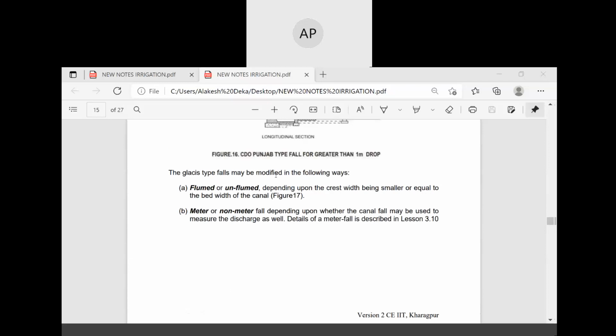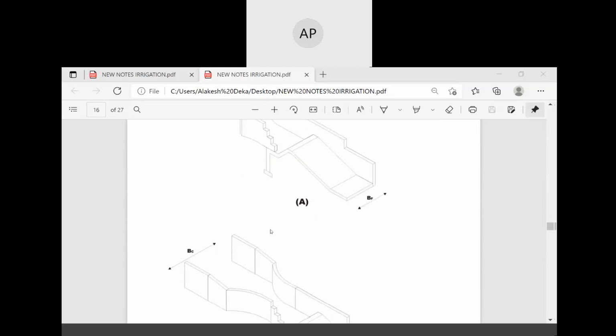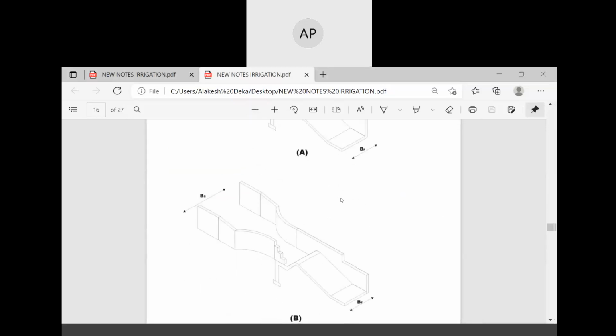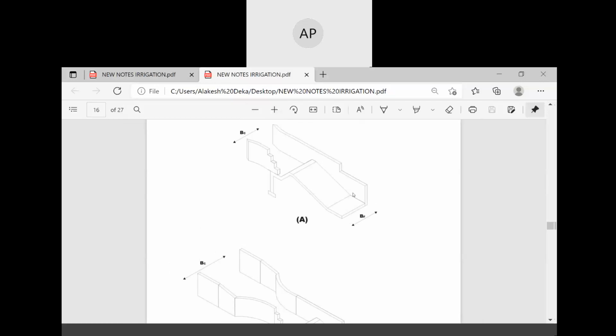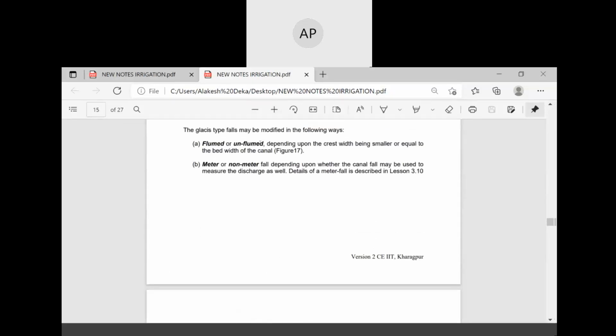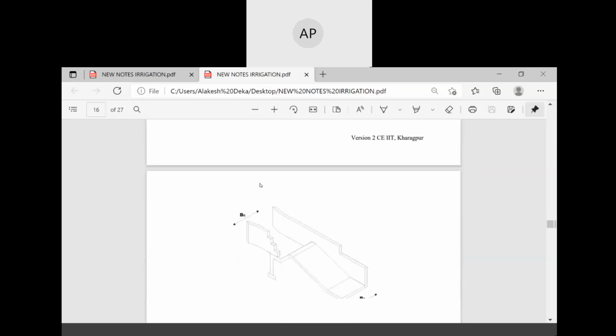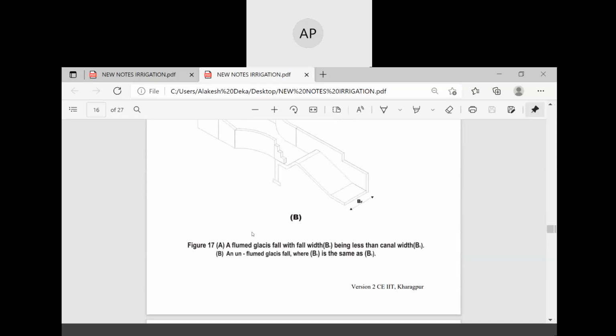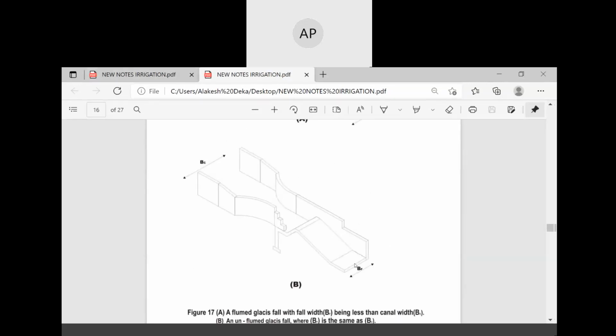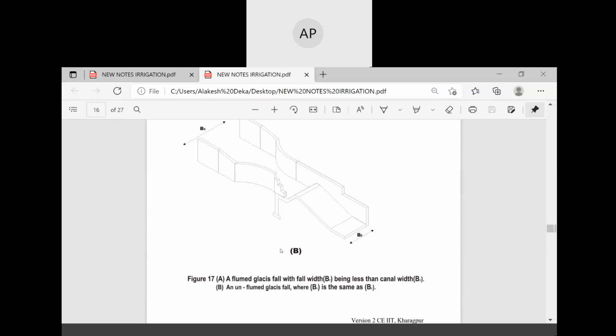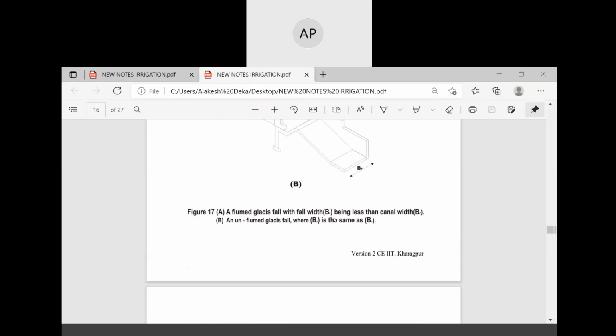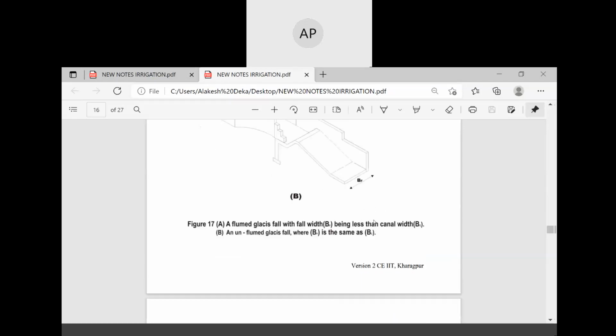Glacis type falls may be classified into two: one is flumed or unflumed, and the other is metre or non-metre. A flumed glacis fall has B less than the canal width. And in figure B, the unflumed glacis has B the same as the canal width.